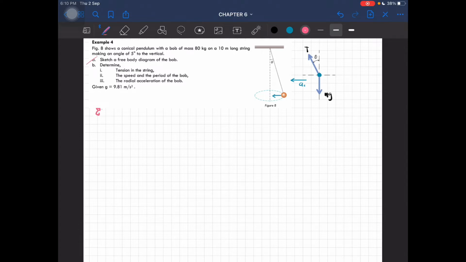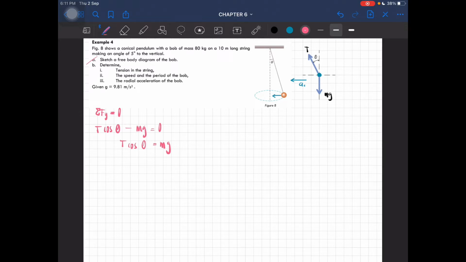So firstly, let's look at the y component. The total force at the y component should be equal to 0, as it is not moving up and down. It is only moving horizontally, which is at the x component. Okay, so force at y equal to 0, we only have T cos theta minus mg equal to 0. So basically T cos theta is equal to mg.